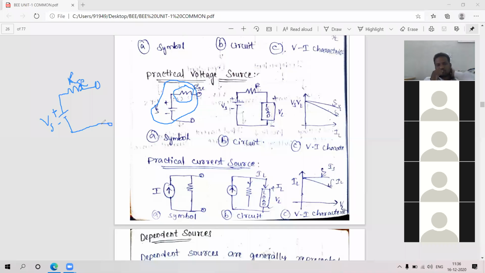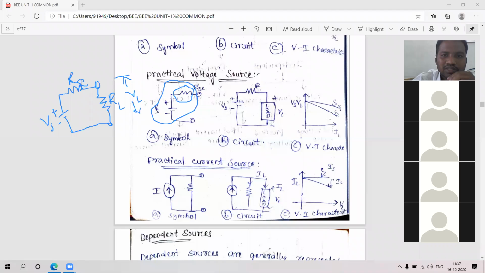See here, this is the symbol. When I connect one load to it, the load is nothing but consisting of resistance only. I am connecting one load. A load is a resistive, or inductive, or similar element. Suppose it is R_L, the load is R_L. What happens here at this R_L? Do you get the same voltage, V_S or V_L?